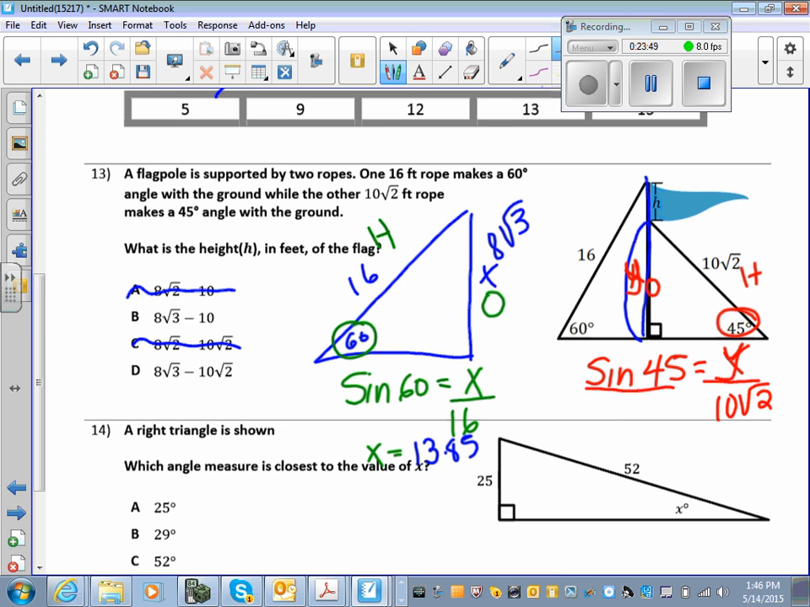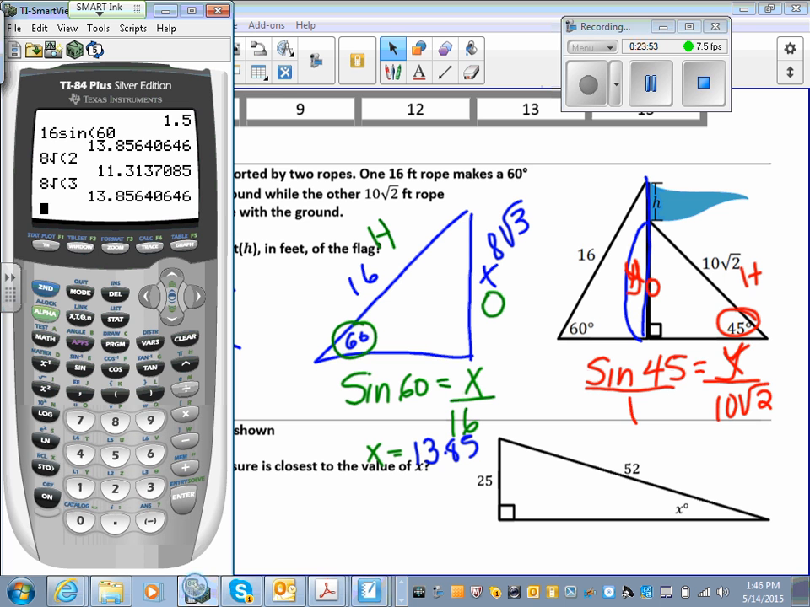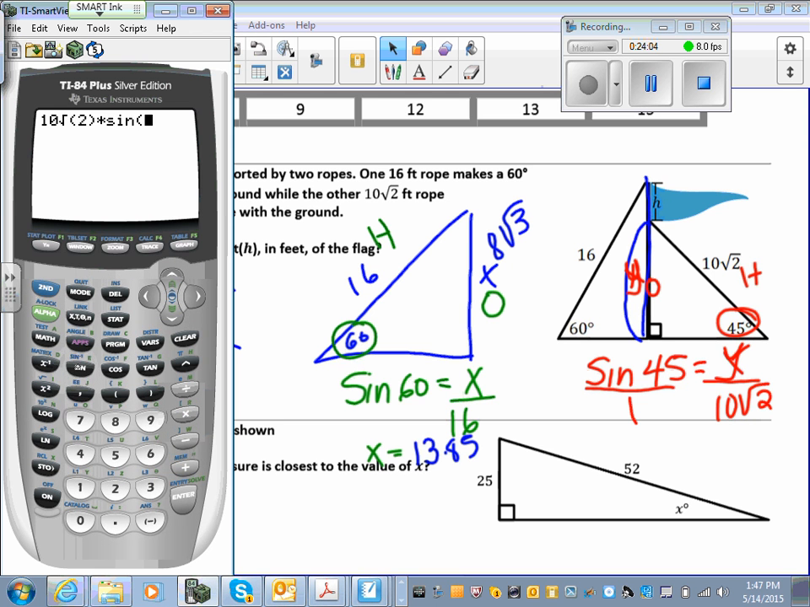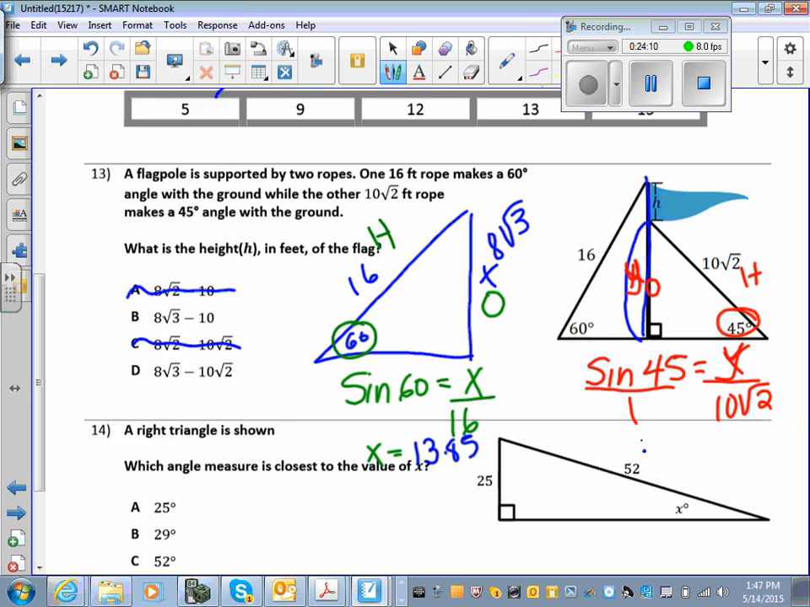Then I'll just cross multiply. So on my calculator, let me clear it up, I'll put 10, second, square root of 2 times sine 45 is what I have. And that will give me 10. So in this case, y would be 10. So the choices are 8 square root of 3 minus 10, or 8 square root of 2 minus 10 square root of 2. The right answer would be B.